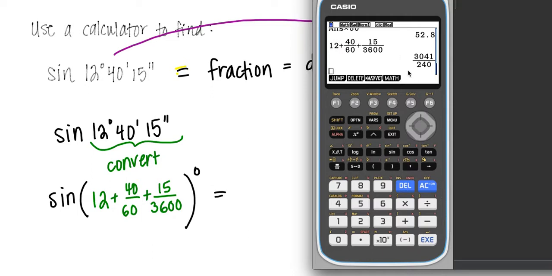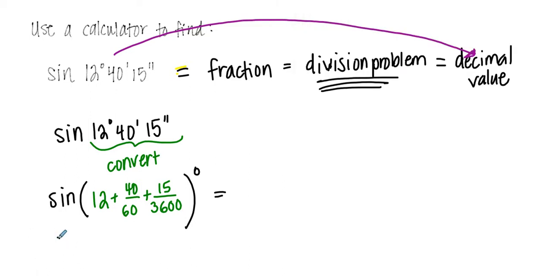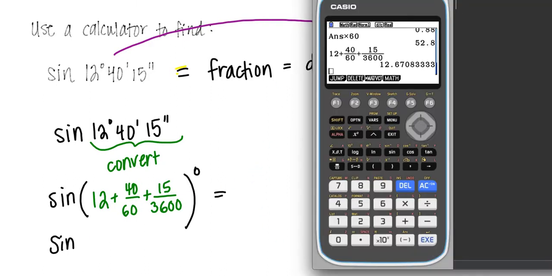So my calculator is going to show me 3041 over 240. But your calculator might show you this decimal amount. Now, how do I use this entire value without having to round it? Because if I round it, I might get a different answer than everybody else. Well, we're going to use our sine function. So our sine function of this value is going to go into our calculator.